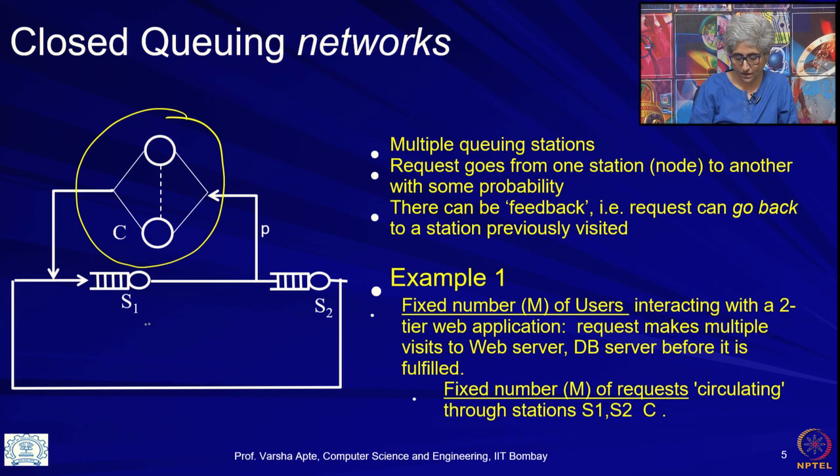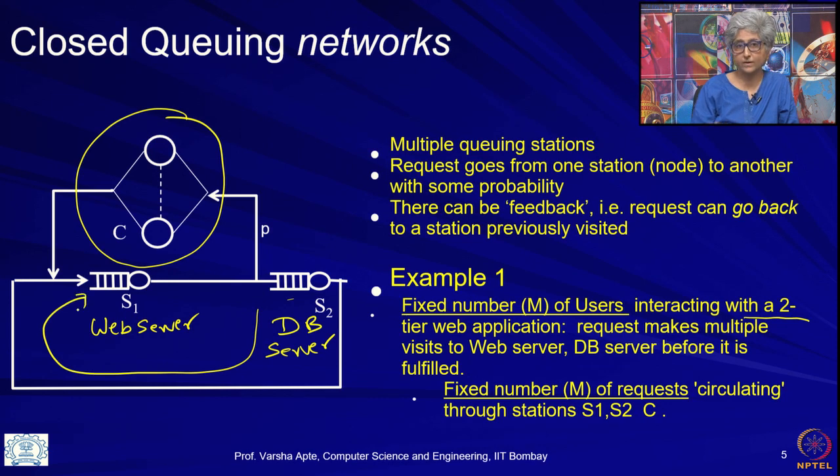We may have something like a two-tier web application. So, this could be the web server and this could be the DB server. A request that comes to this two-tier web application may have some flow: it has to do some work at the web server, then there is a database call, so there is some processing at the database server. Whenever there is database server processing, it always has to come back to the web server.